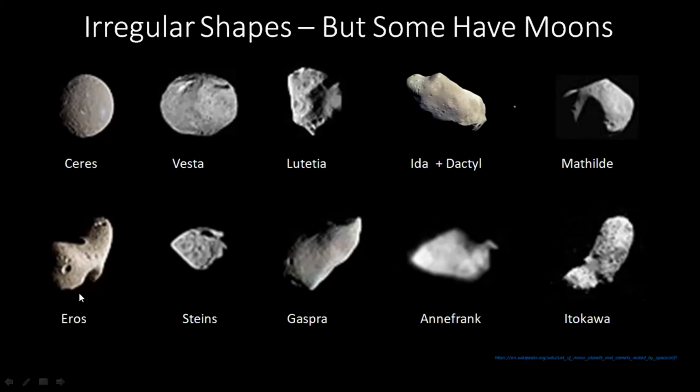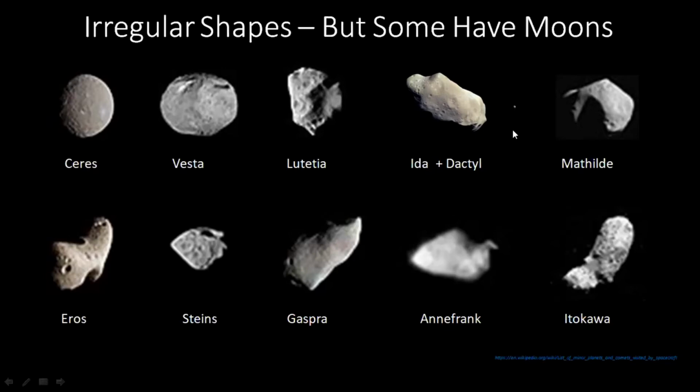there at the lower left that looks like one of those Dutch shoes to me. Steins, which looks sort of like an arrowhead. Itokawa, that looks like a peanut that a squirrel ate half of. All sorts of shapes, but none of them are round, although some asteroids do have moons.